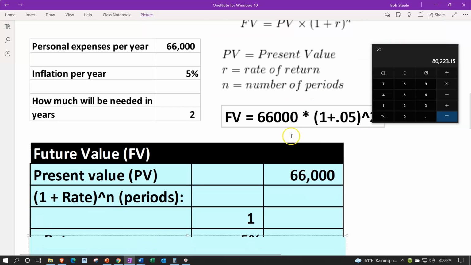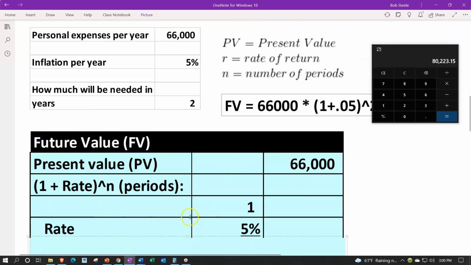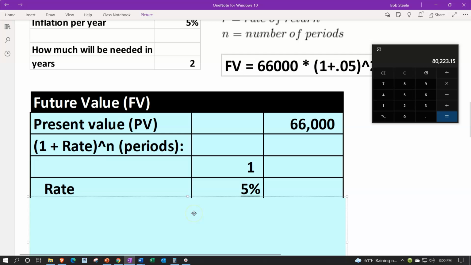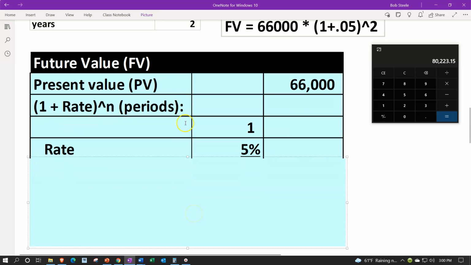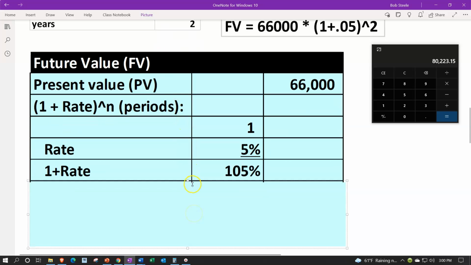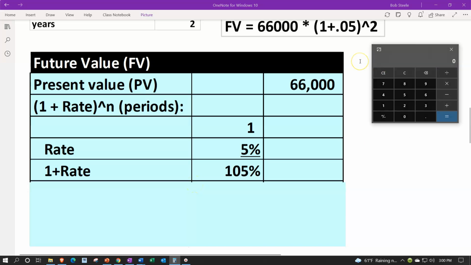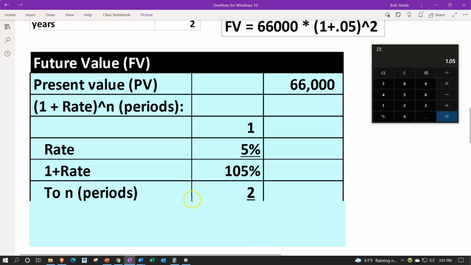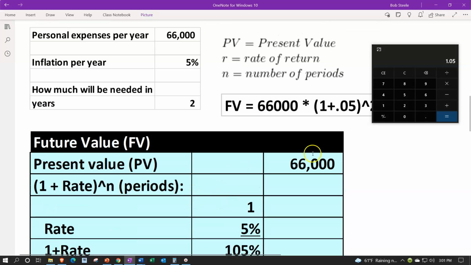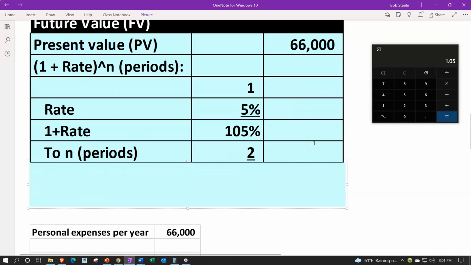Then we got the 1 plus r, so 1 plus the rate, which is r, that's 5%, that we're picking up from our table up top. Adding those together, we would get to 105% or 1.05. In other words, 1 plus 0.05 would be 1.05, or if we move the decimal 2 places over, 105%. We then take that to the power of 2, so caret 2.